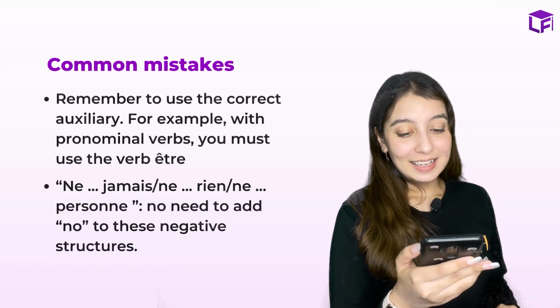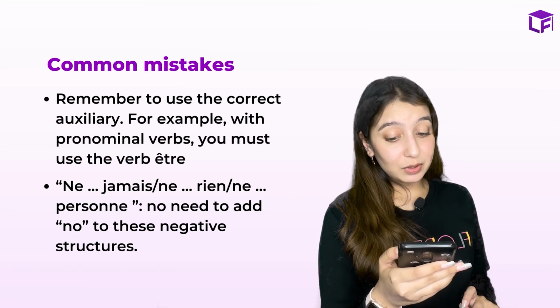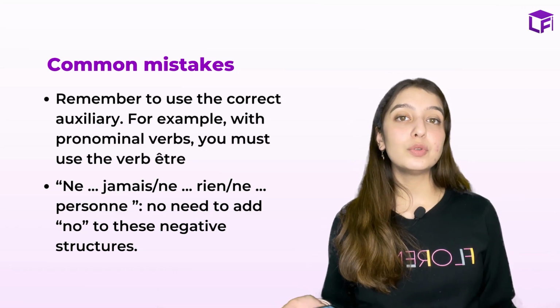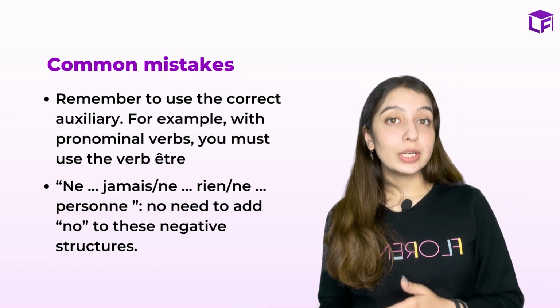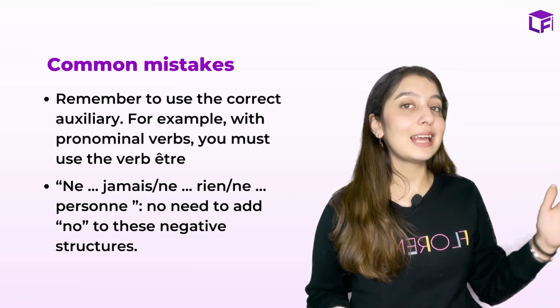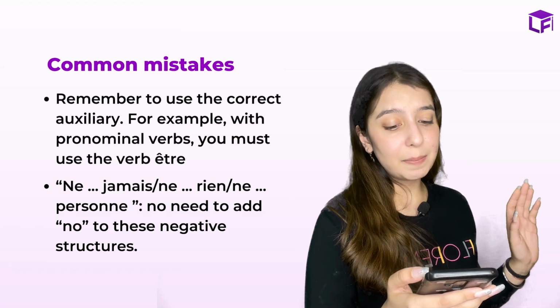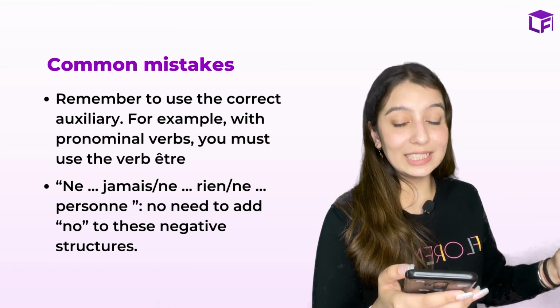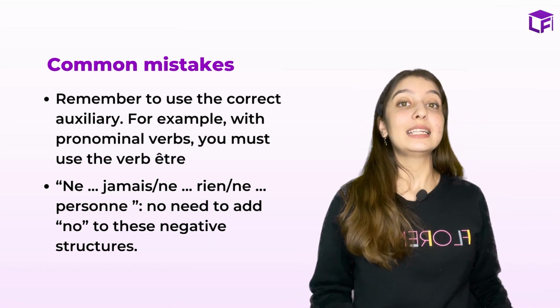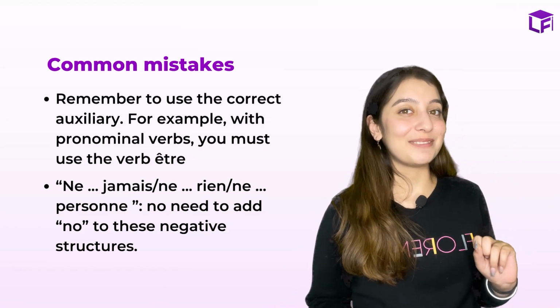Okay. Now, remember to use the correct auxiliary. For example, with pronominal verbs, you always use the verb être while conjugating them in passé composé. So be careful, revise your tenses and grammar thoroughly as well. Ne jamais, ne rien, ne personne: no need to add another negation to these negative structures. These are already negative, so there's no need to add another no to them.